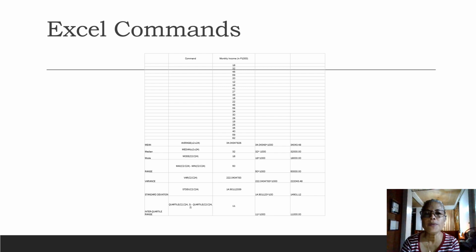For the values that we were able to generate for the mean, median, mode, and range, we need to multiply those values by 1000 because our data is in thousands. And we would be able to find now the actual value for this mean, median, mode, and range.